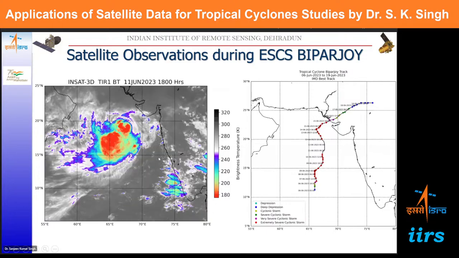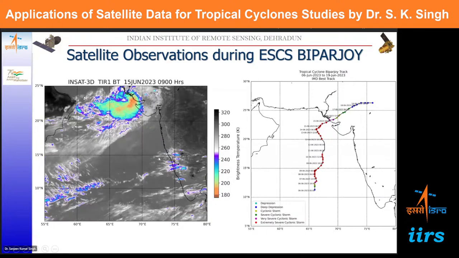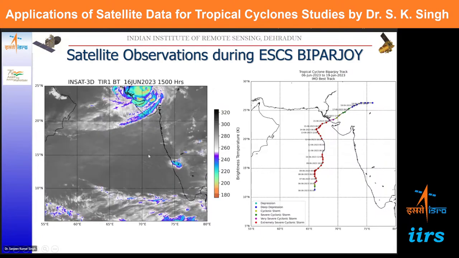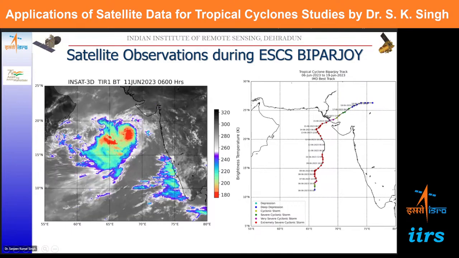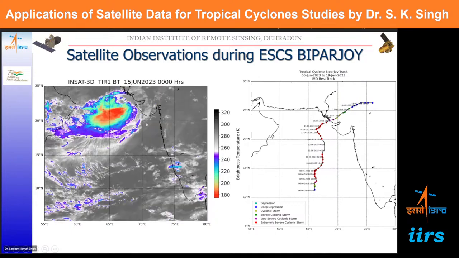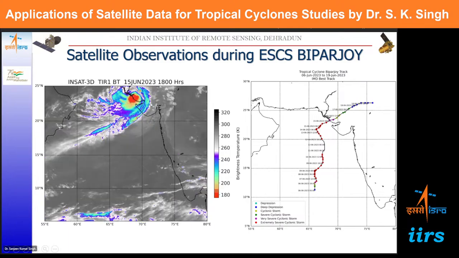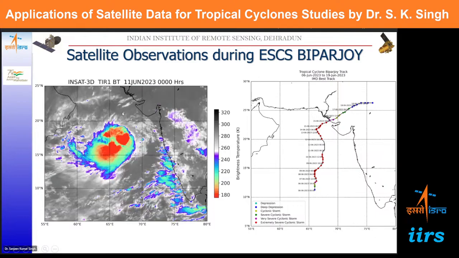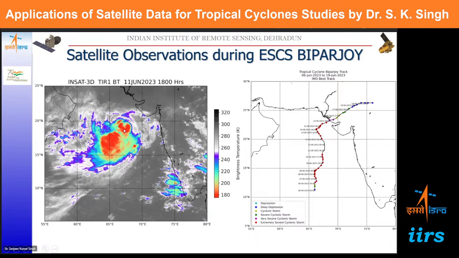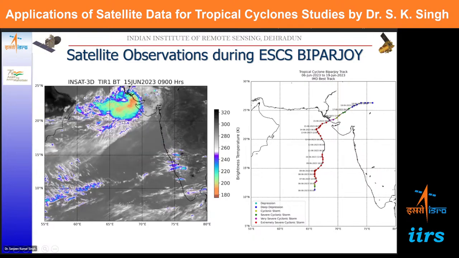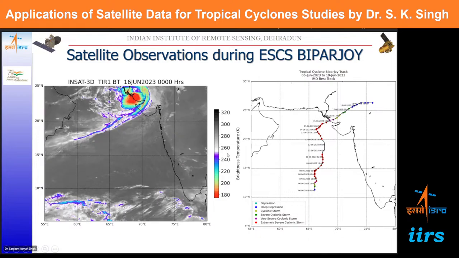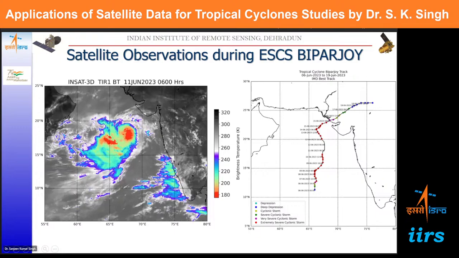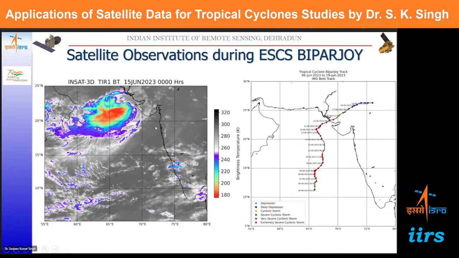This is the initial 3D observation for Cyclone Biparjoy. You have seen that this cyclone formed before the onset of the monsoon. It formed over the Arabian Sea, and it hit the Gujarat coast. This is the TIR thermal infrared brightness temperature. You can see that over the deep convective cloud region, the brightness temperature value is very low. And if you look at the surrounding area, the brightness temperature is around 300 to 320 Kelvin.